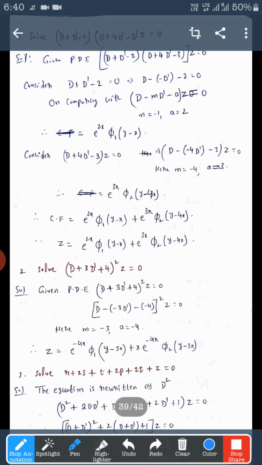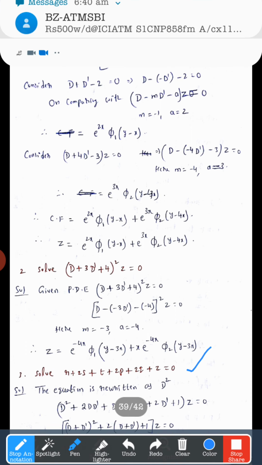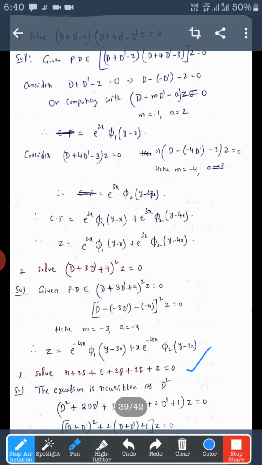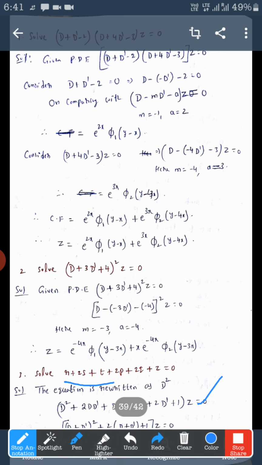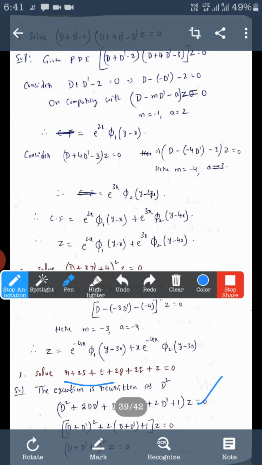Coming to a third example: r + 2s + 2t + 2p + 2q + z = 0. Here we already know that r is nothing but ∂²z/∂x². So if you write it in operator form, that becomes D² + 2DD' and so on, like this.